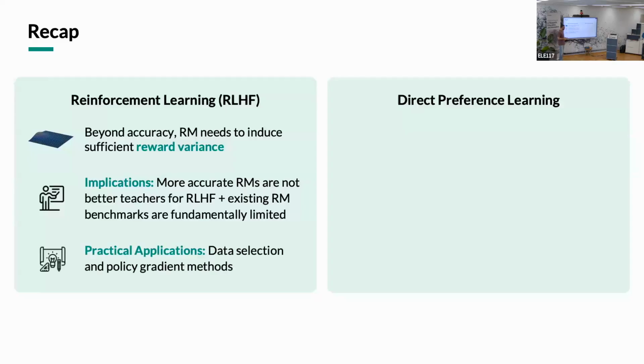And in terms of practical applications, we saw that the relation between reward variance and optimization can help us design new data selection and policy gradient methods. And I believe that we're just scratching the surface here. There may be many other applications where we can use reward variance to improve policy gradient optimization.